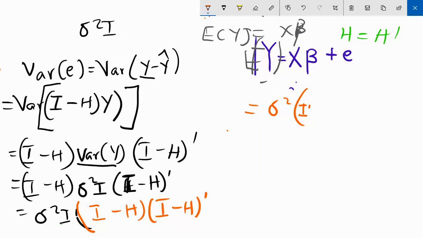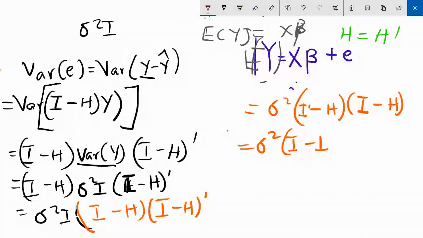Remember I said H transpose is the same as H. Same applies when you transpose the identity matrix, you'll get the identity matrix, isn't it? So that transpose can disappear. It's not a must, because when you transpose the matrix H, you'll get H. When you transpose the identity, you'll get an identity. So identity multiplied by identity is identity, minus identity H, minus identity H.